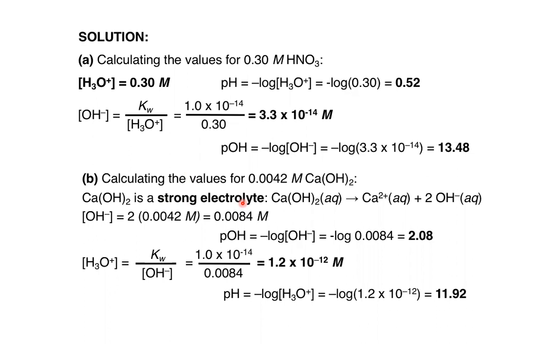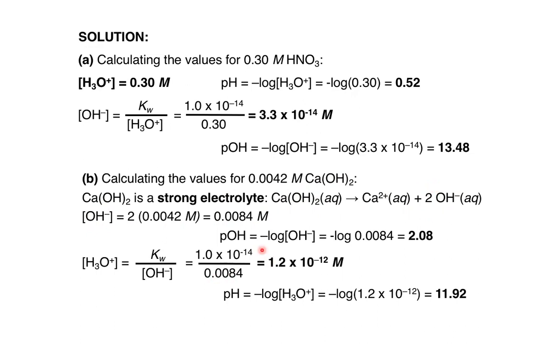Calcium hydroxide, when dissolved in water, will give our calcium 2+ ions plus 2 hydroxide ions. So our hydroxide ion concentration is 2 times the concentration of calcium hydroxide, which is equal to 0.0084 molar. Why is it 2 times? Well, for every calcium hydroxide that dissolves in water, it dissociates and gives us 2 moles of hydroxide. So 1 mole of calcium hydroxide contains 2 moles of hydroxide ions.